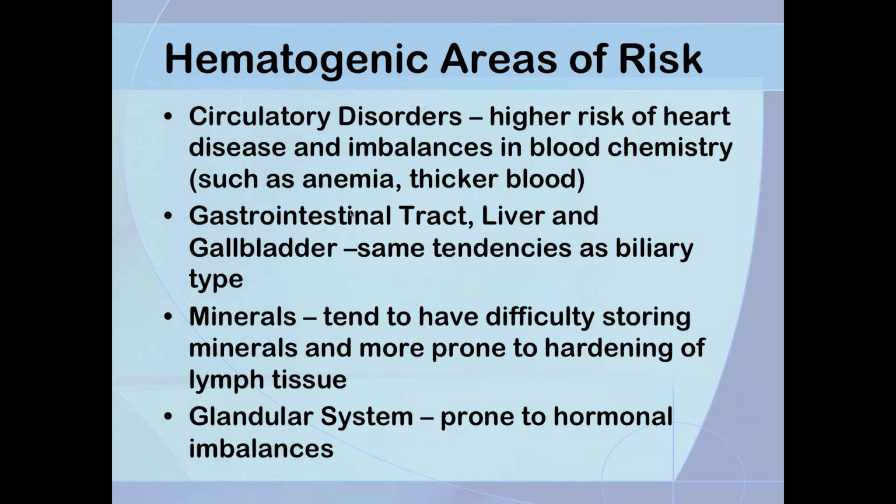That is, hematogenic types have problems with the storage of minerals and are more likely to get hardening of the lymph tissue or hardening of the arteries. And often they need help with regulating minerals in their body, which also relates to the anemia and iron, okay? And there is also some risk of hormonal imbalances with that as well.